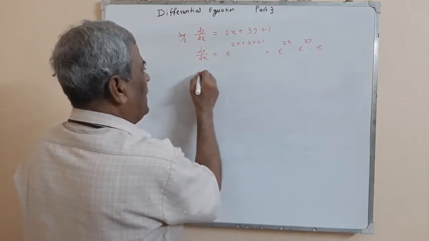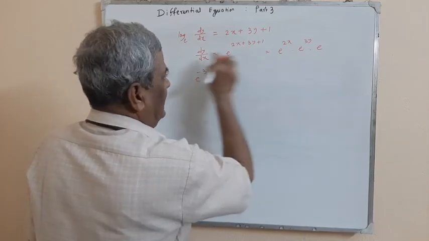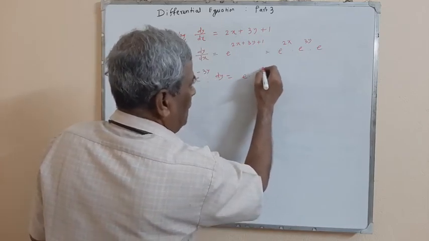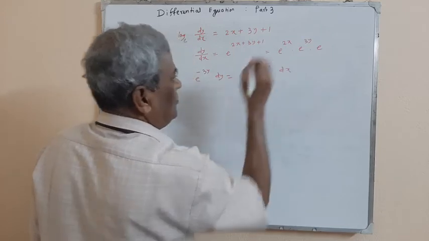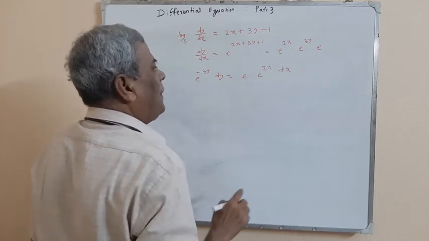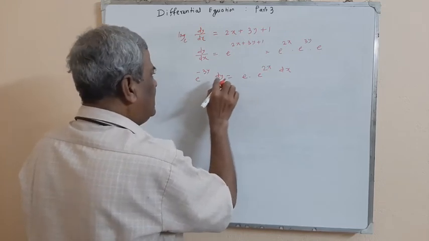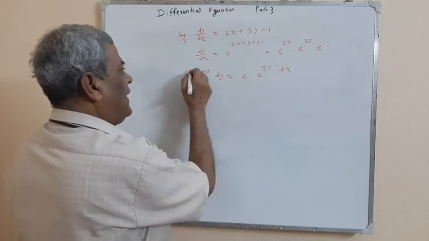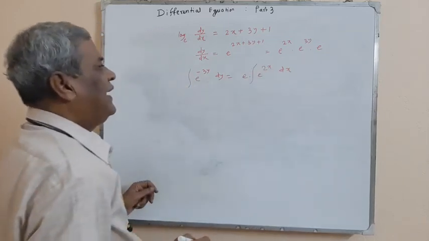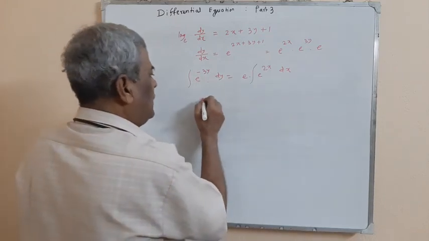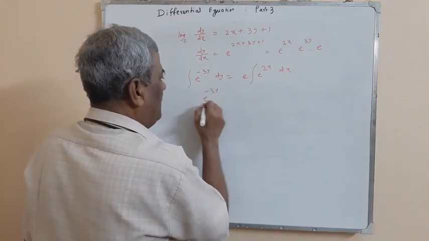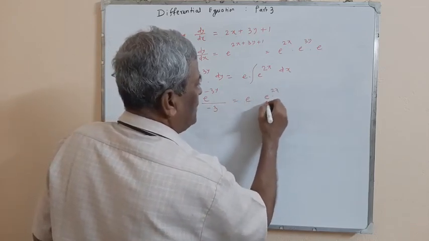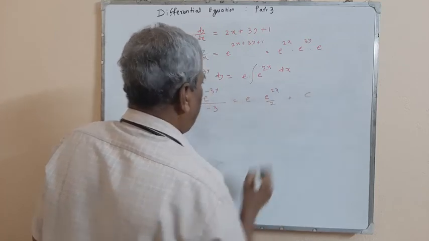It is e to the power minus 3y, taking it to that side, dy equals e into e to the power 2x into dx. e is a constant, no problem. So we get dy with e to the power minus 3y and dx with e to the power 2x. Now we can integrate that. After integrating, e to the power minus 3y by minus 3 equals e into e to the power 2x by 2 plus constant c.